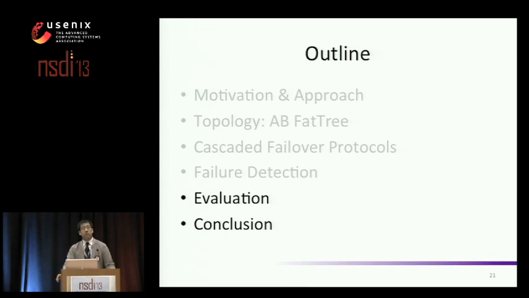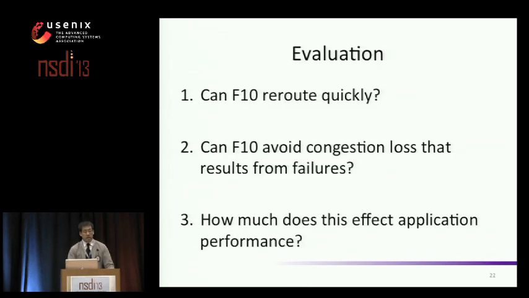To evaluate our system, we asked a few questions. In this talk, I'll go over 3 of these questions. There are more in the paper if you're interested in that. The first was, can F10 do rerouting quickly? Can our topology changes and local rerouting protocol actually recover from failures immediately? The second question we asked was whether or not F10 can avoid the congestion loss that results from failures. And finally, we asked how much do these things actually affect end-user application performance.